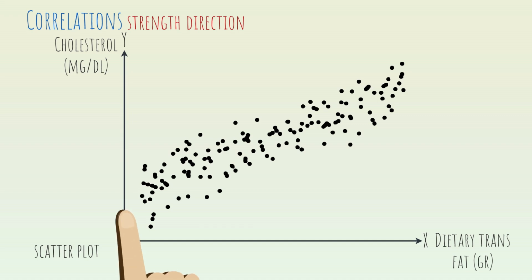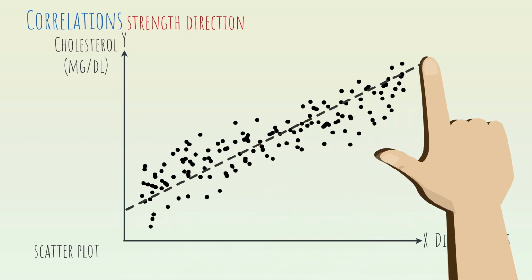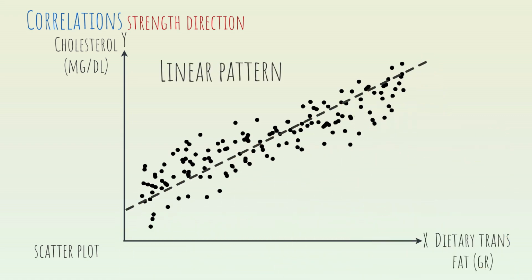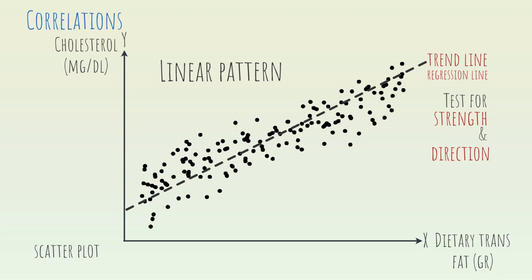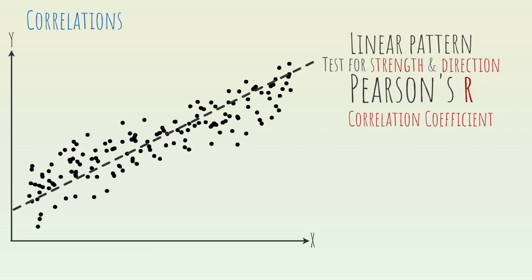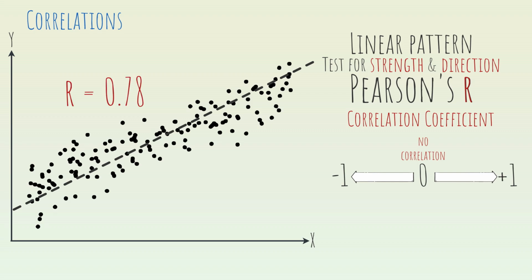Here, by visual inspection, we can observe that the data exhibit a linear pattern. We refer to this line as the trend line or regression line. Observing linearity indicates the appropriate test to calculate the strength and direction of the correlation is Pearson's R. Our correlation coefficient provides a value between -1 and +1. A value of 0 indicates no correlation. In this example, R equals 0.78.